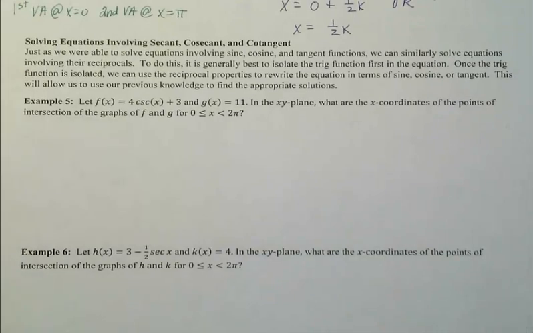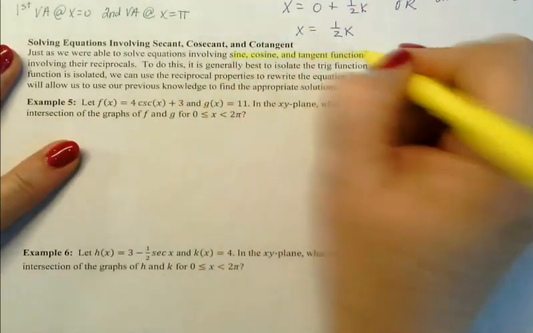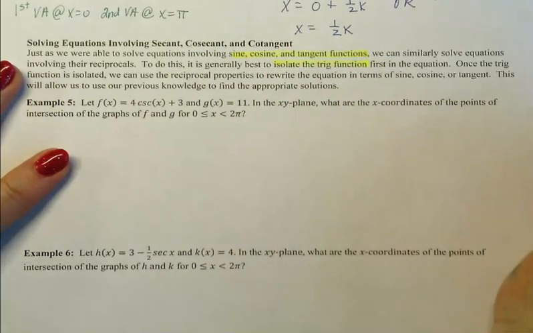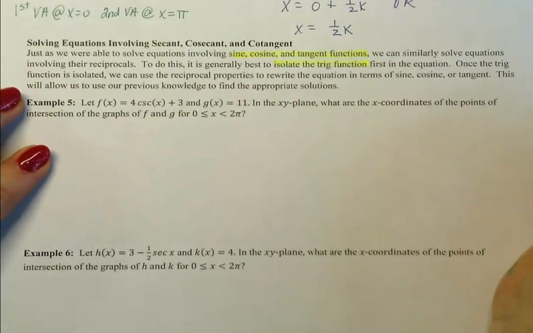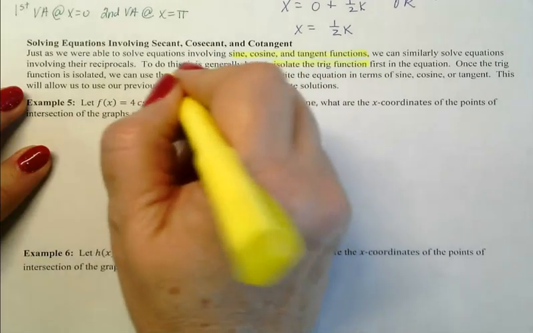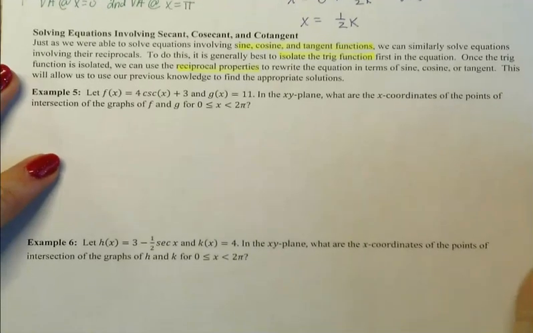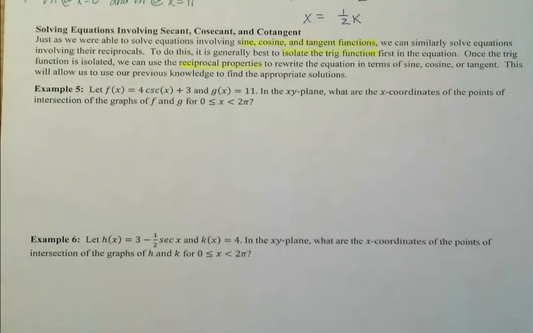Okay, so now we're moving into solving involving secant, cosecant, and cotangent. We're going to do it very similarly to the way that we solved equations for sine, cosine, and tangent. We are going to do just what we did before. So we're going to isolate that trig function in the equation, and then we're going to use the reciprocal properties to be able to get to our answers. And this is going to allow us to keep using prior knowledge as we work through a problem.